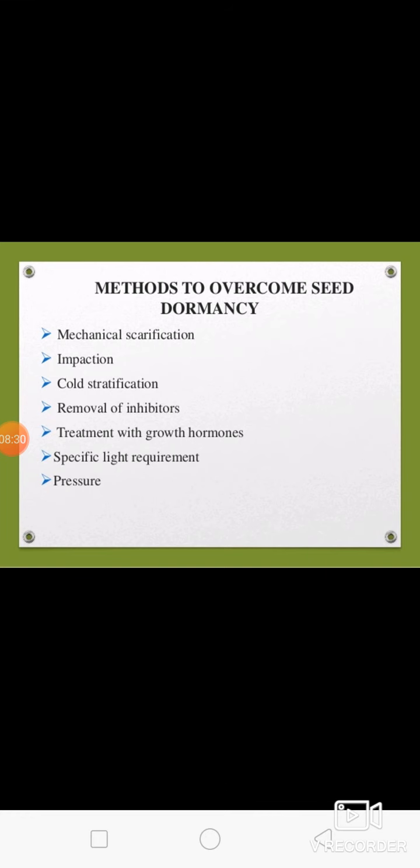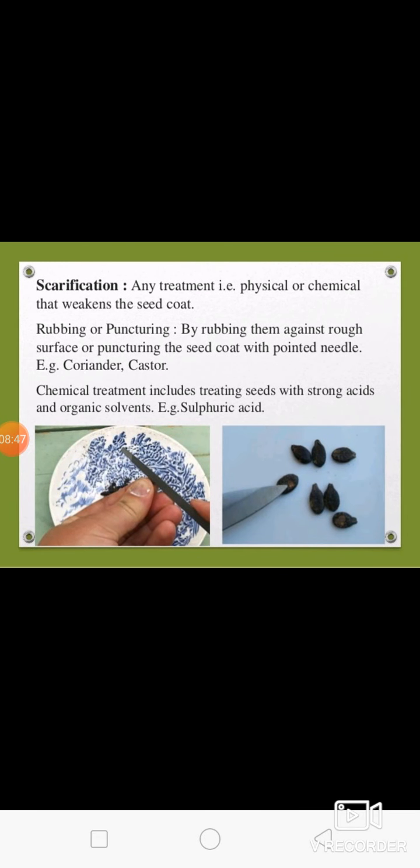Methods to overcome seed dormancy. Mechanical scarification, impaction, cold stratification, removal of inhibitors, treatment with growth hormones, specific light requirement and pressure. Scarification. Any treatment that is physical or chemical that weakens the seed coat. Rubbing or puncturing. By rubbing them against a rough surface or puncturing the seed coat with pointed needle. Chemical treatment includes treating the seed with a strong acid and organic solvents such as sulfuric acid.